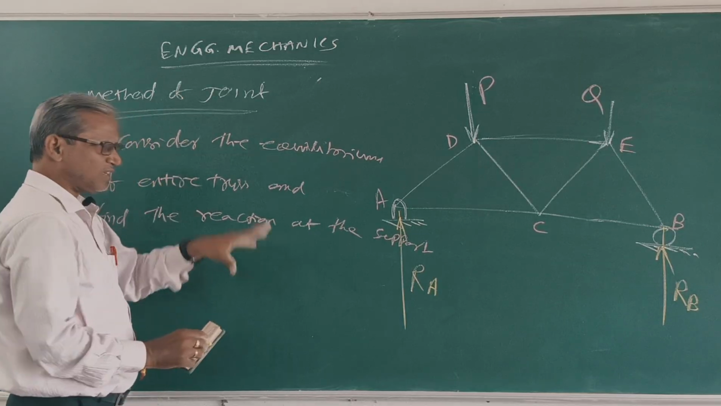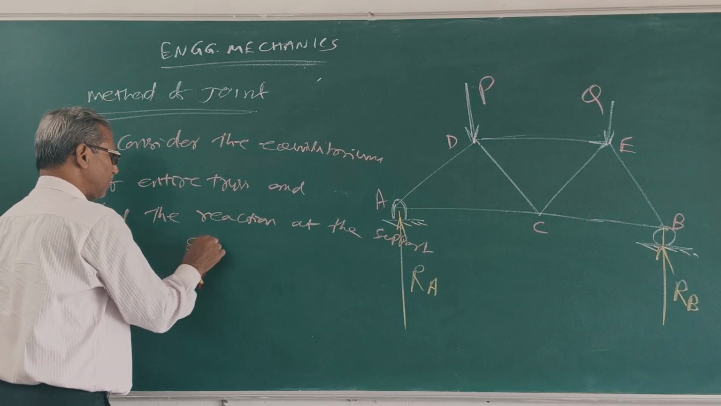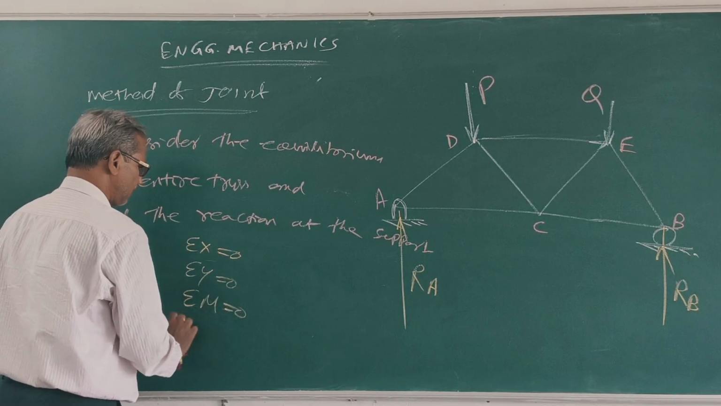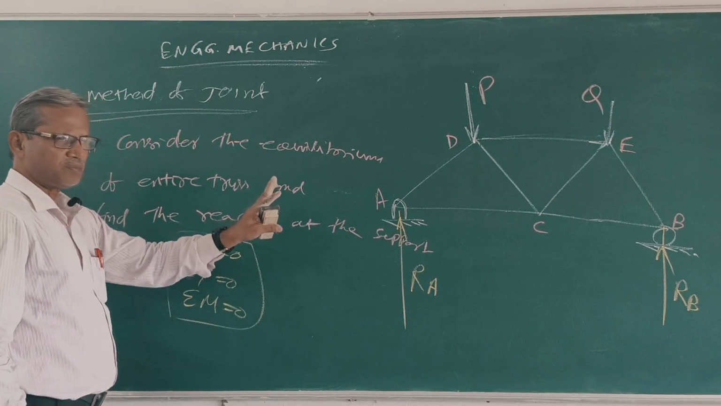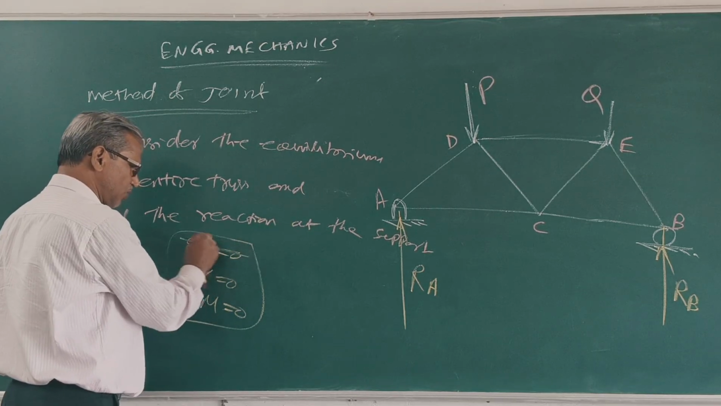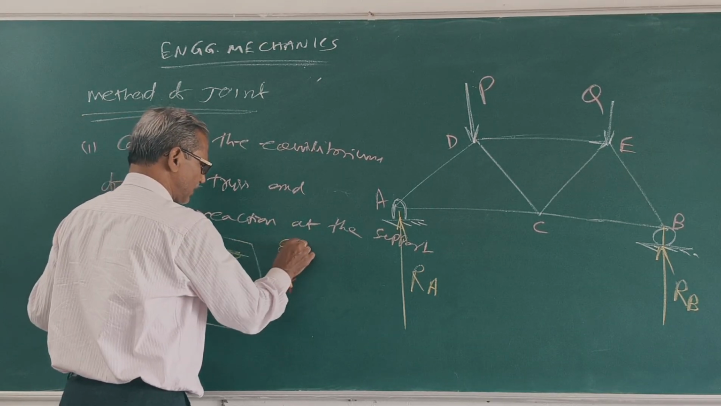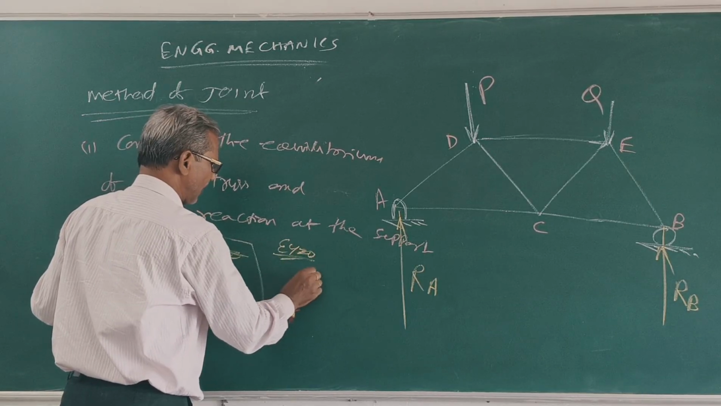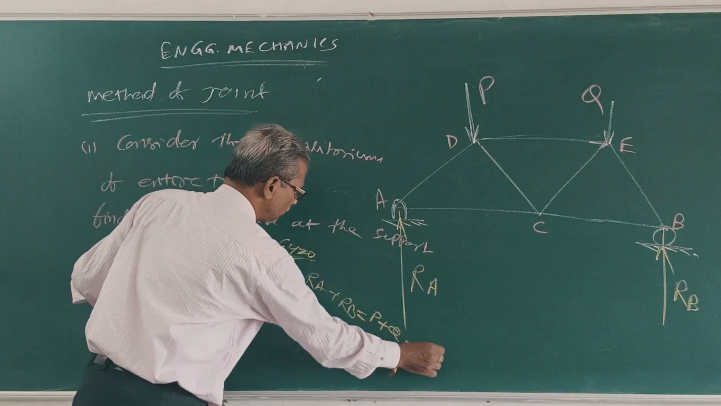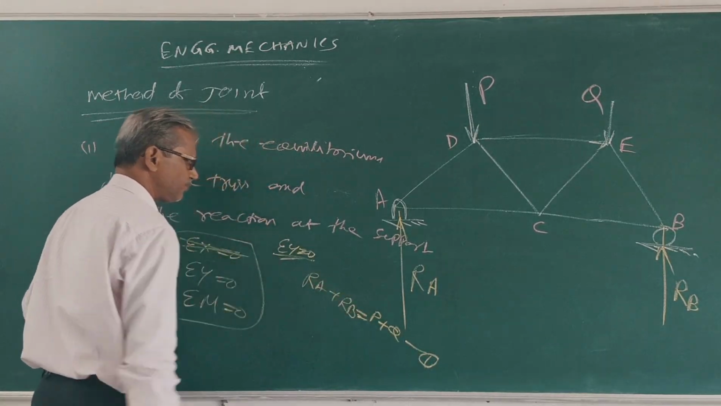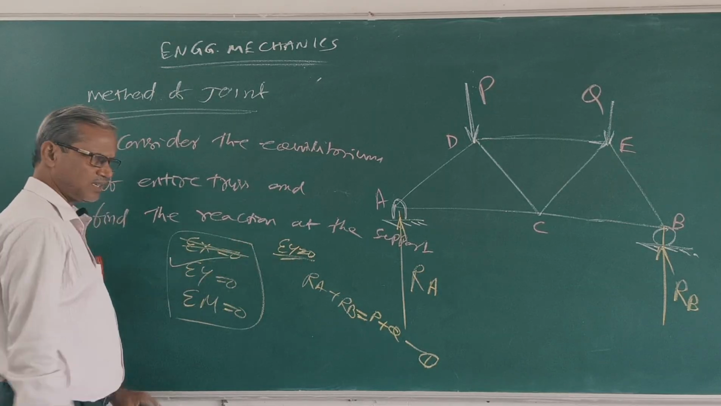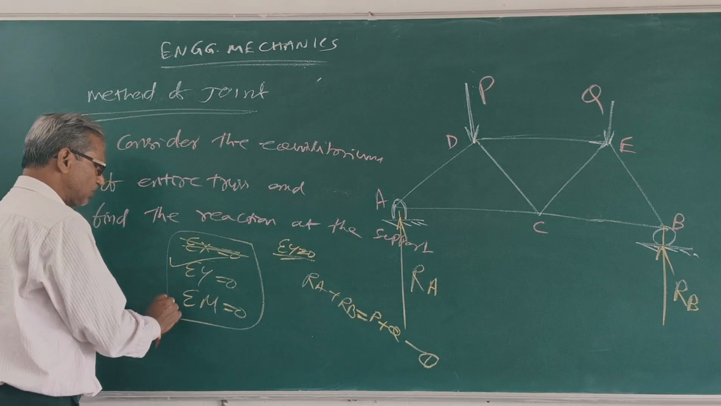What is the equilibrium condition? Sigma x is 0, sigma y is 0, sigma M is 0. In this figure, there is no x component, so this equation can be used. First we consider sigma y equals 0. So RA plus RB is equal to P plus Q, equation 1.